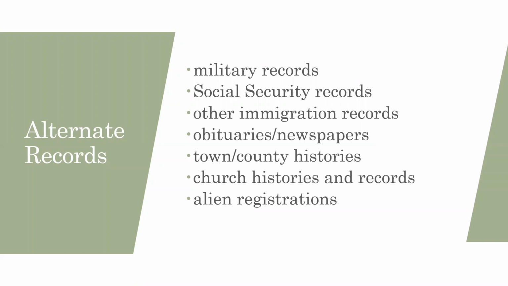Military records, Social Security records, other later immigration records, obituaries and other newspaper information, histories written about towns or counties or churches, church records, and alien registrations from the two world wars. So I'm going to go through these and show you some samples. There are other things that work, but they're much quirkier and much harder to get a hold of. These are the easiest to get a hold of and the most likely to have details.